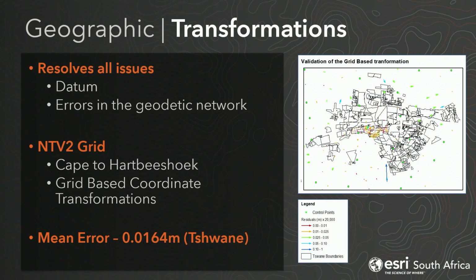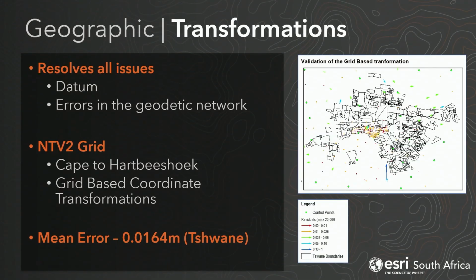Now that might be perfectly good enough for your application, but in the surveying sense, it's not, and we have to use a different transformation method. And here we use that thing called the NTV2 grid. And this is a more complicated process, it's a more rigorous process. And it takes into account both the datum changes in that top paragraph and the errors in the geodetic network. And here you'll see we're down at 0.01 of a meter, so 1.6 centimeters. So it all depends on what you're trying to do.